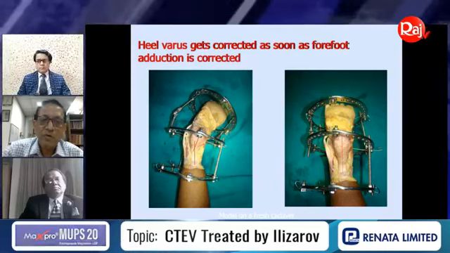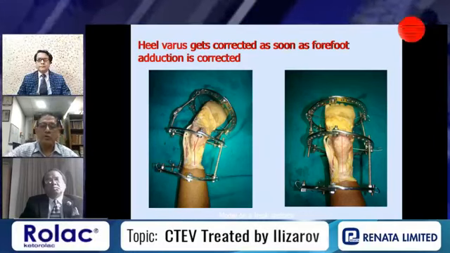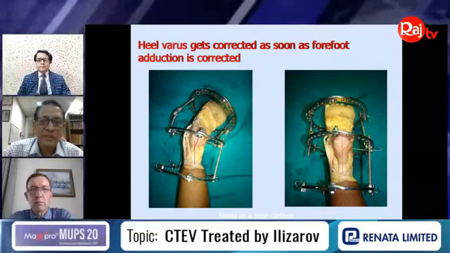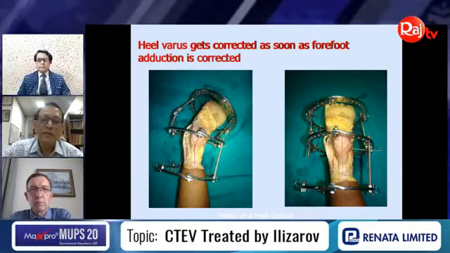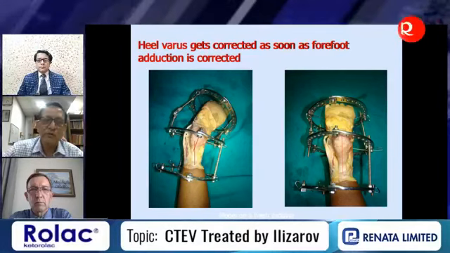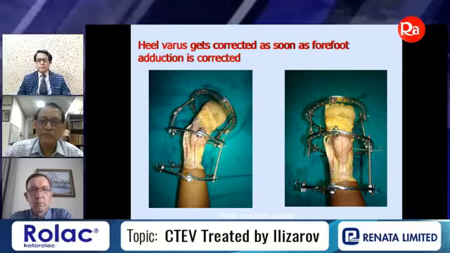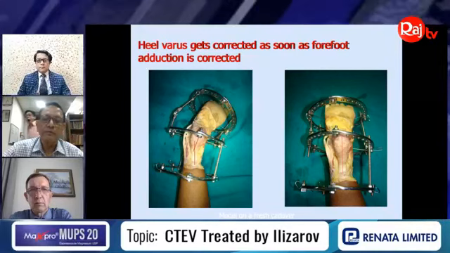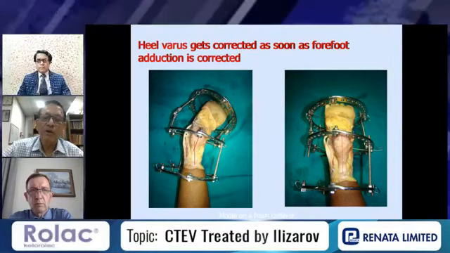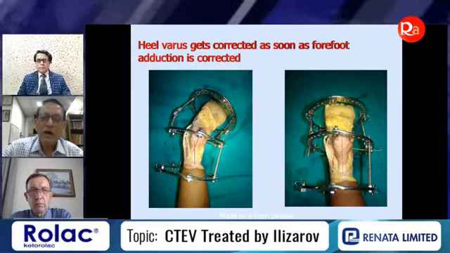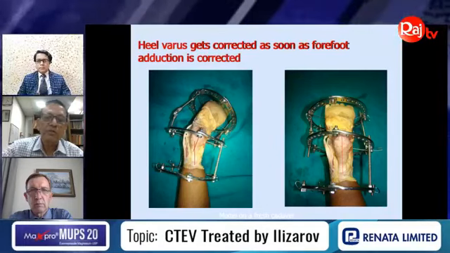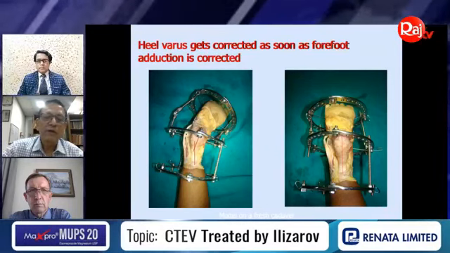So what happens when we do the adduction? Now the question arises, why the supination? Because there is a head of the talus and the navicular. Until and unless you do the supination, the navicular will not accommodate the head of the talus. So when we do the supination, after that we try to abduct the forefoot. You can see there.